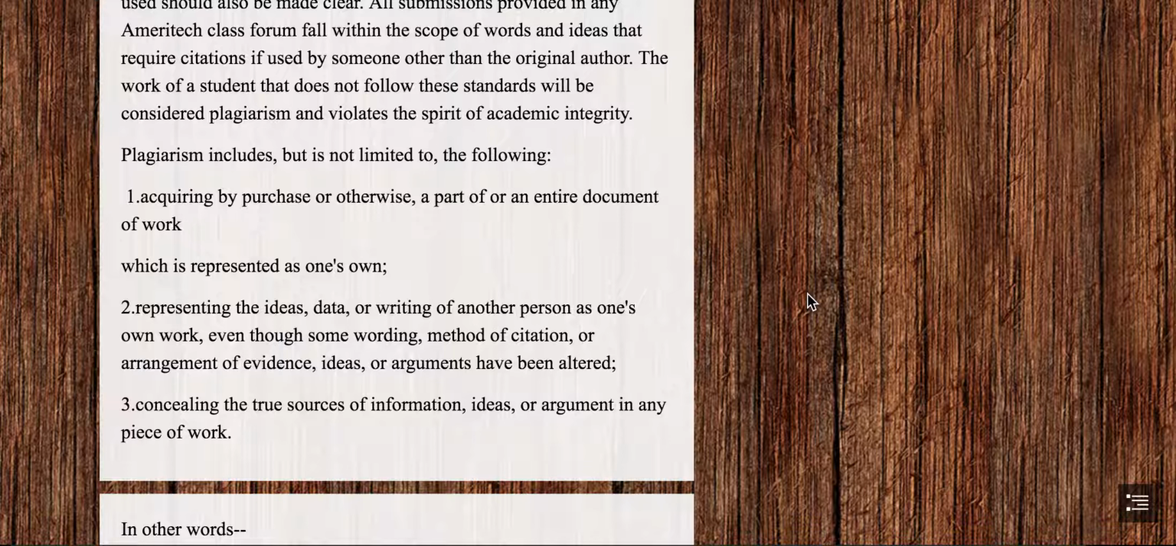And so then there's some different examples. Plagiarism includes, but is not limited to, the following. 1. Acquiring by purchase or otherwise a part of or an entire document of work, which is represented as one's own. I know that there are actually sites out there that you can buy an essay, and I've looked at some of these sites before just to see what they're all about, not to use them. While they will make it sound like it's just being more efficient with your time, that's actually plagiarism, and it's not something that you want to get caught up in.